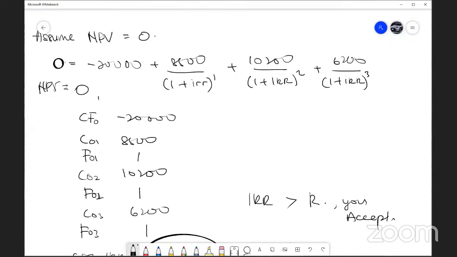So what do you get if you just compute IRR? Did you get 12.41? Mm-hmm. How come? Hold on. Let me try with calculator first. Give me some time.